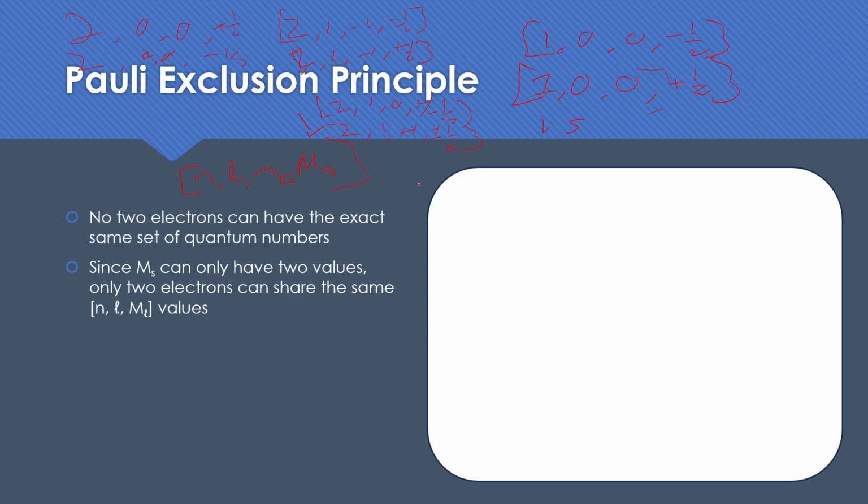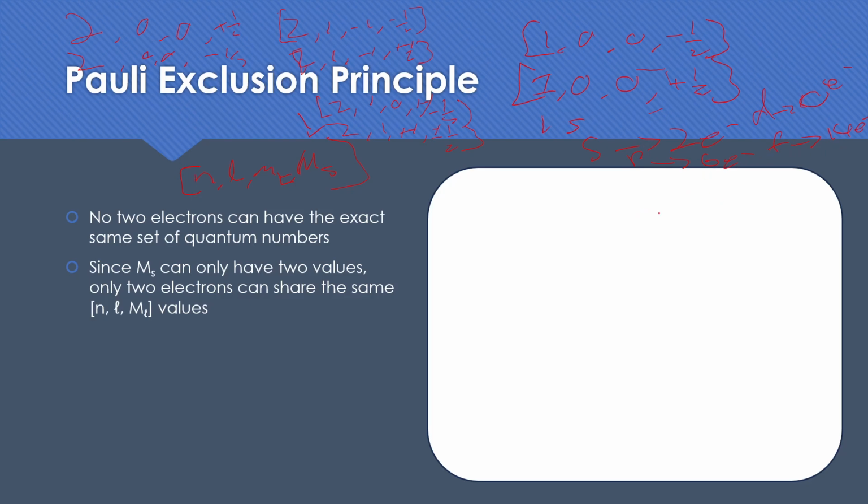Okay, so s orbitals can have 2 electrons. P orbitals can get 6 electrons. D orbitals can get 10 electrons. And f orbitals can get 14 electrons. Because you get 2 electrons per orbital, per subshell. s has 1, p has 3, d has 5, f has 7. So you double that to get the number of electrons that can get in there.